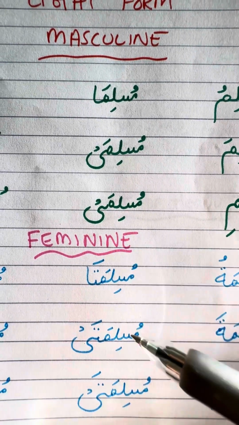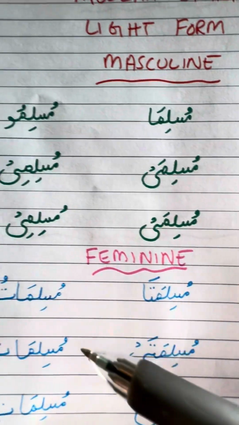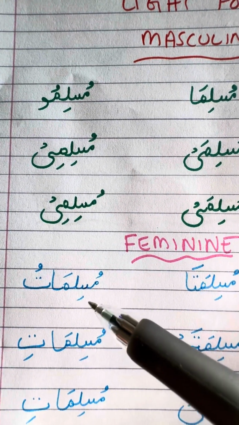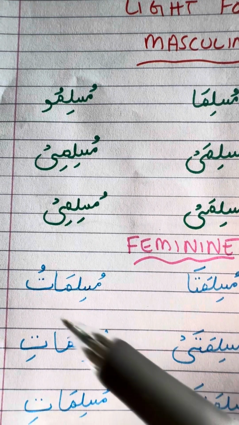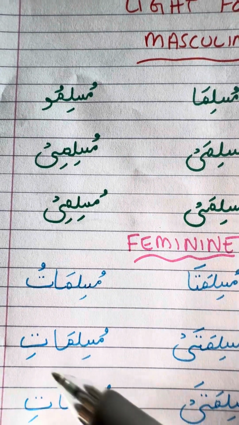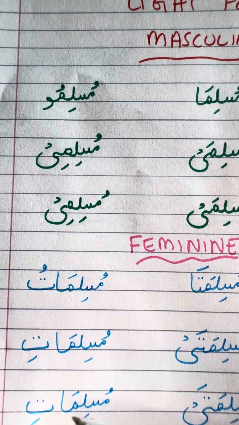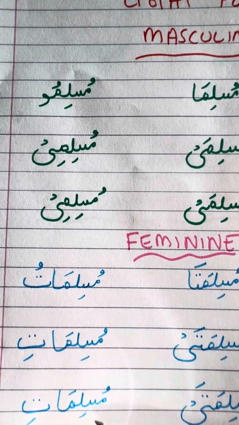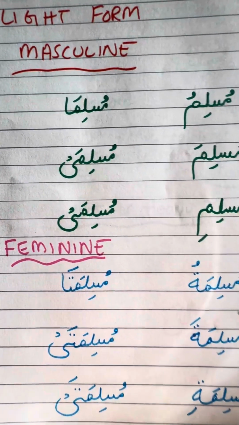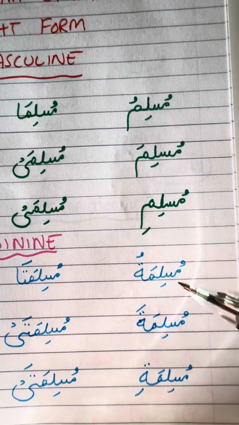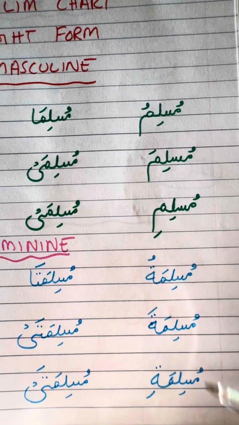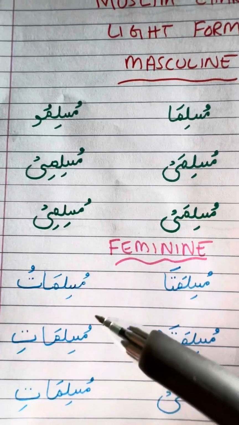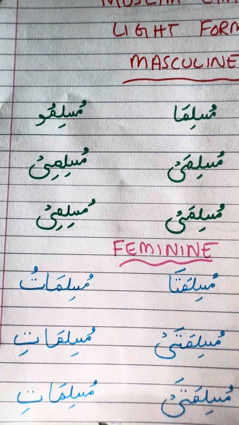So Muslimata, Muslimatai, Muslimatai. Now moving on to the plural column, we removed the tanween. So we see here Muslimatun became Muslimatu, Muslimatin became Muslimati, and Muslimatin became Muslimati. So Muslimatu, Muslimati, Muslimati. So let's read the feminine chart in the light version. Muslimatu, Muslimata, Muslimati, Muslimata, Muslimatai, Muslimatai, Muslimatu, Muslimati, Muslimati.